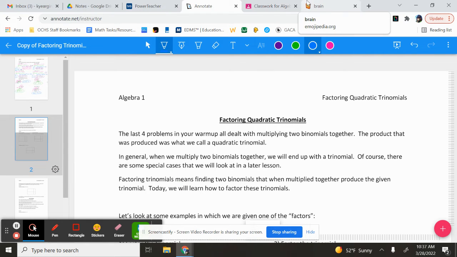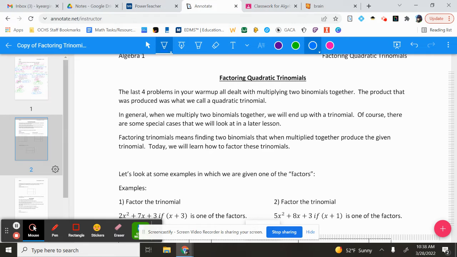The last bits of our warm-up there, we were multiplying polynomials. And so now what we're going to do is work on undoing the multiplying. So we're going to factor these polynomials. I'm going to give you an answer and ask you for the two factors that made up that answer.